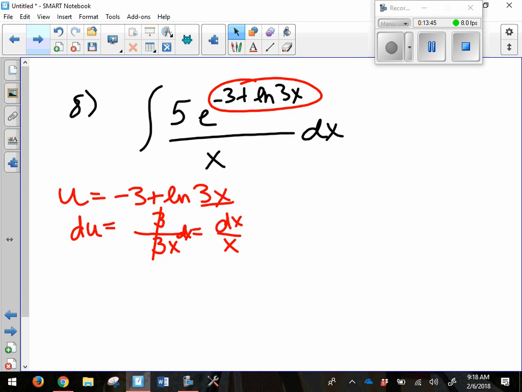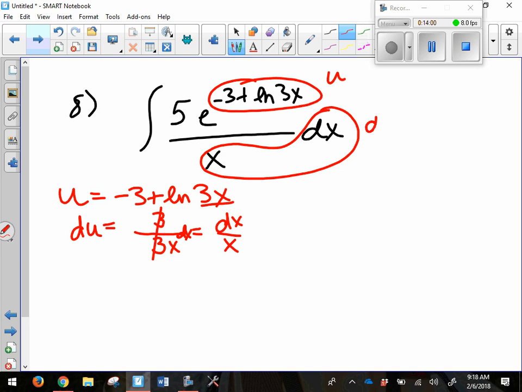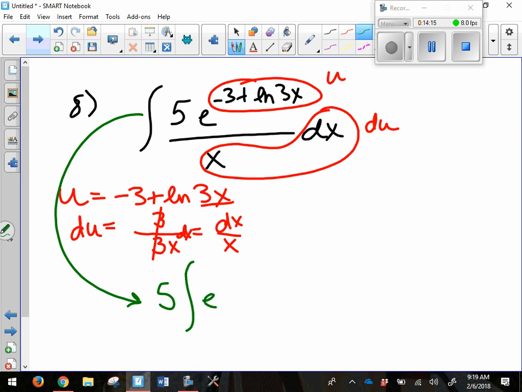So now you want to go back up and look. We know that this is going to be u. Do I have du up there somewhere? Yeah, I have my dx over x. So this is going to give me du. And then I want to rewrite my integral. So I can just pull that 5 out, right? I don't really need it. Times the integral of e to the u du, right?